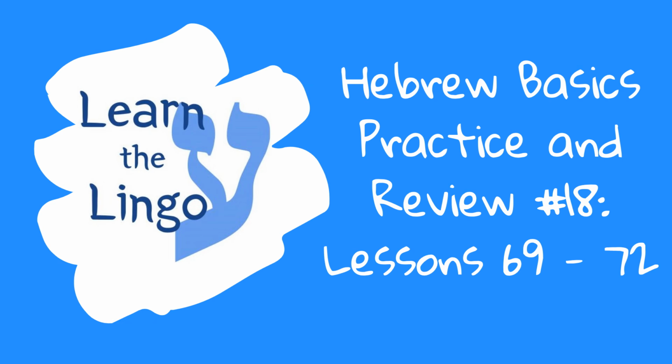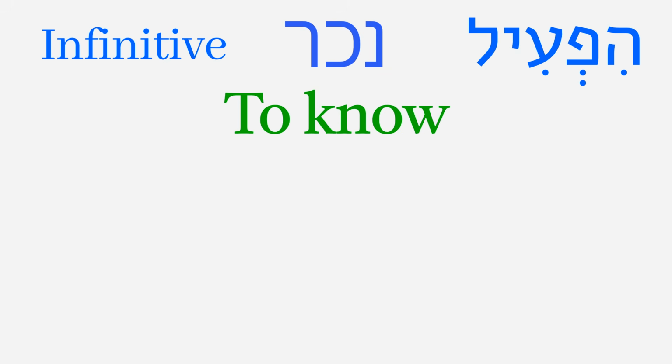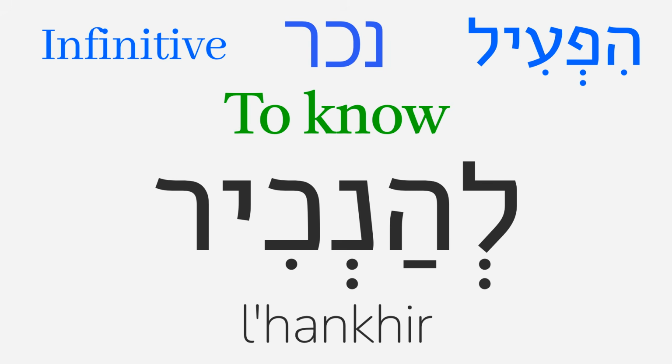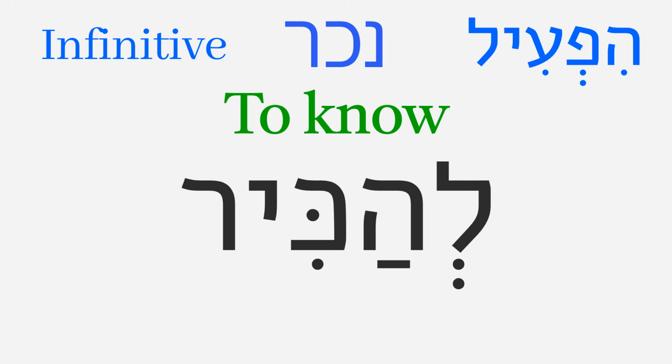Today, we are going to be doing a practice and review of everything we've learned from lessons 69 to 72 in this series. In the first of these lessons, we learned that the root nun kaf resh can be used in a Hifil infinitive to make the verb to know. Roots that begin with nun in the Hifil will be irregular. Instead of the infinitive to know being lahanchir, we'll remove the nun and its shva and put a dagesh in the second root letter kaf.